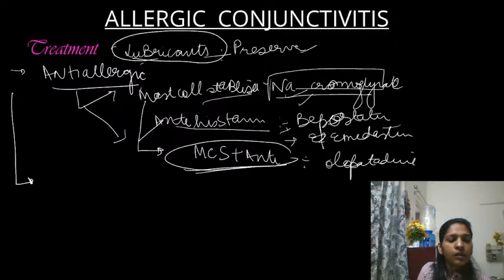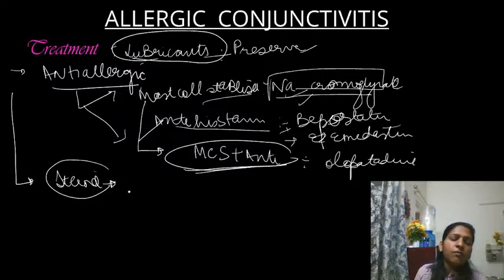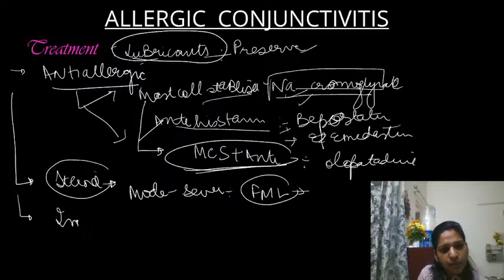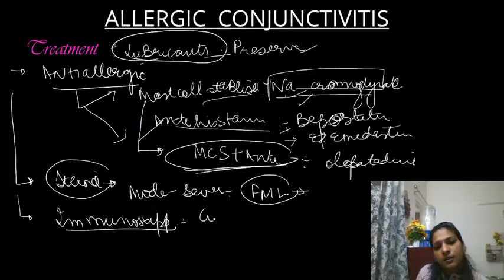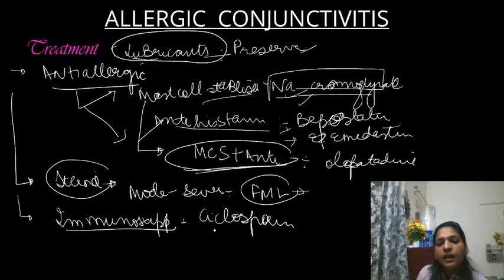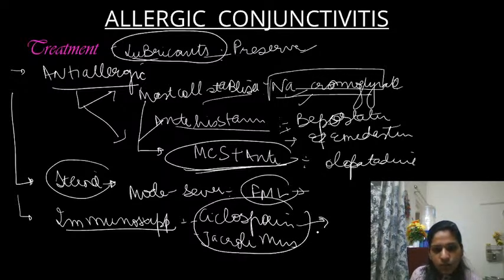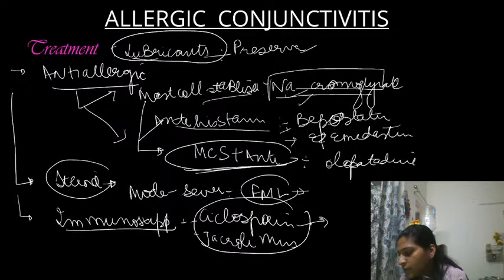The third class of drug is steroids. They are not given in the milder form, they are given in moderate and severe forms. Low potency steroids like fluorometholone we can give, and immunosuppressants in very severe conditions, like cyclosporine and tacrolimus. I am not going into the details of these drugs because this is not required at your level, but still I will ask the class of drugs to which these two drugs belong.